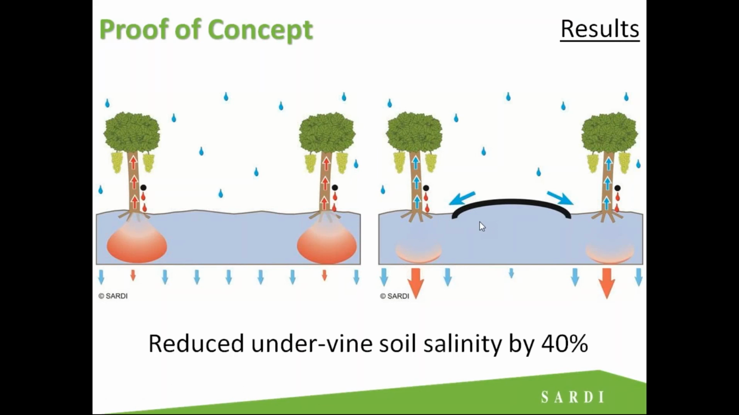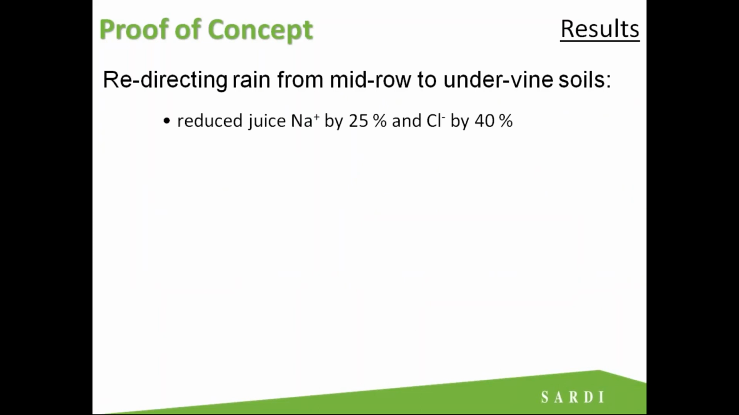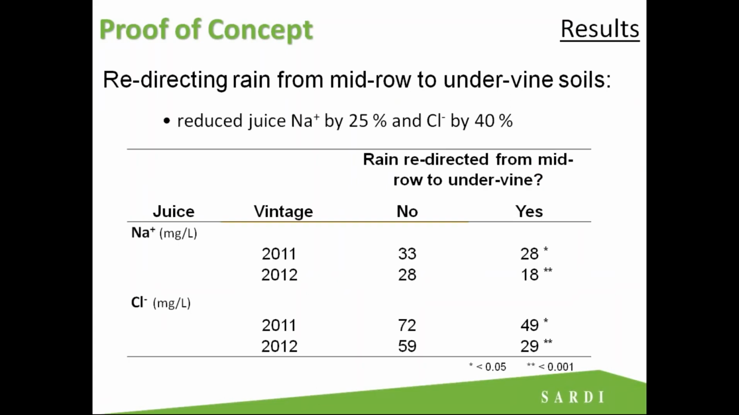And what we found through the period of our work was that in fact that treatment did reduce undervine soil salinity by 40%, moving from around 4.1 decisiemens to 2.5 over the life of the trial, which was a pretty impressive result. And that translated to reduction in sodium and chloride in the ultimate juice as well by 25 and 40% respectively. And these are the actual numbers that we're talking about. This table shows vines that didn't have rainfall redirection compared to vines that did have rainfall redirection. And there's significance in all cases across the years in both sodium and in chlorides.